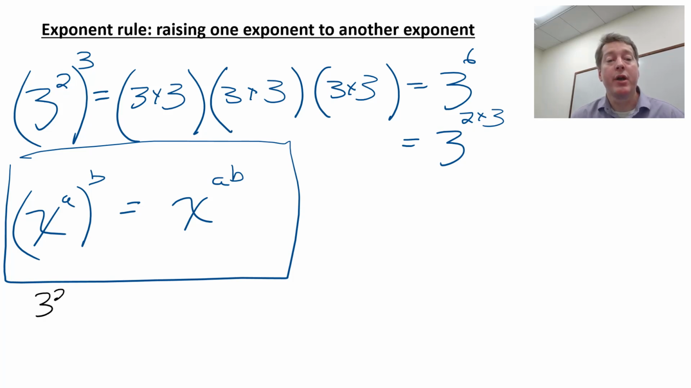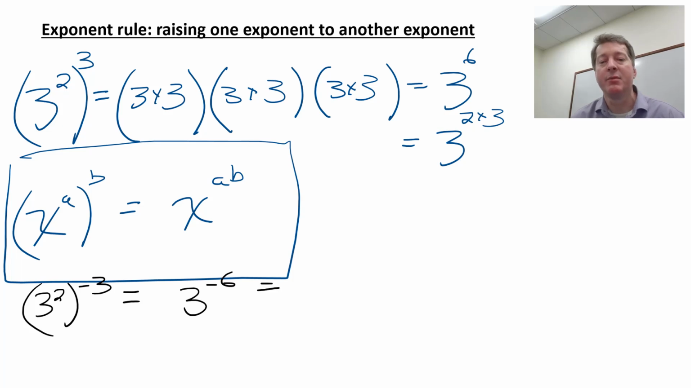Suppose I had 3 squared to the negative 3. Well, same rule, you would multiply the exponents. That's 3 to the negative 6, which is the same as 1 over 3 to the positive 6. 1 over 3 to the 6th.